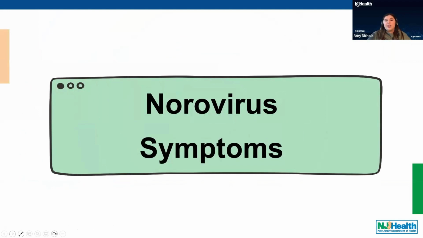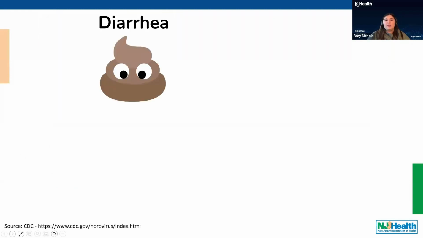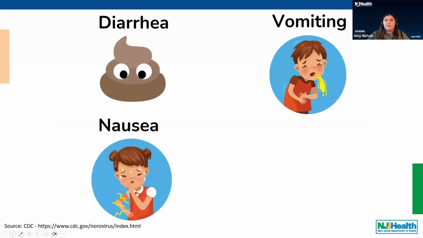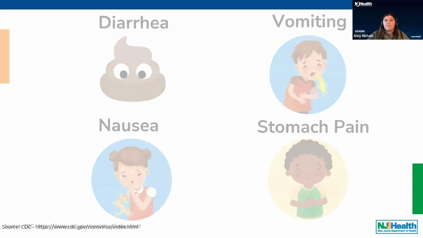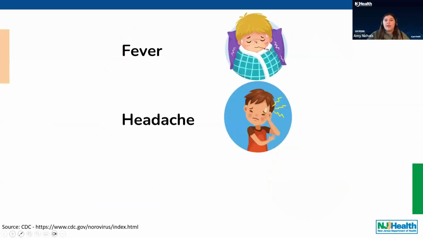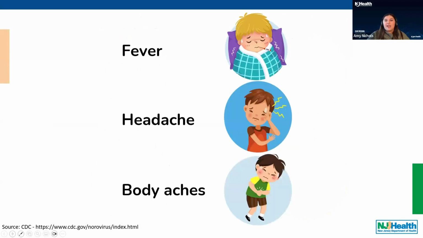So now let's take a look at norovirus symptoms. The most common symptoms of norovirus are diarrhea, vomiting, nausea, and stomach pain. Other symptoms include fever, headache, and body aches. Symptoms associated with norovirus appear rapidly. In younger children, vomiting may be the most visible symptom.